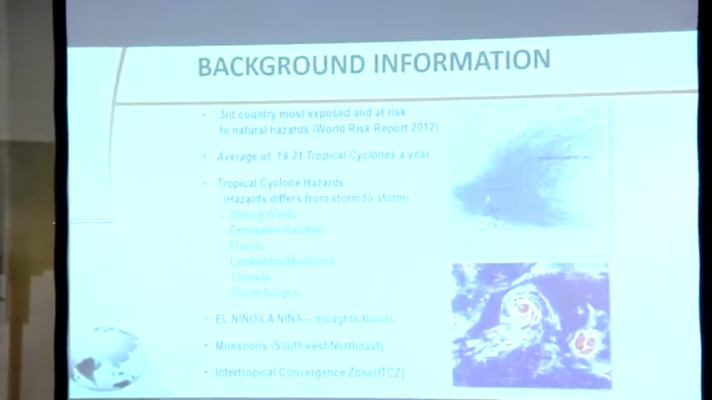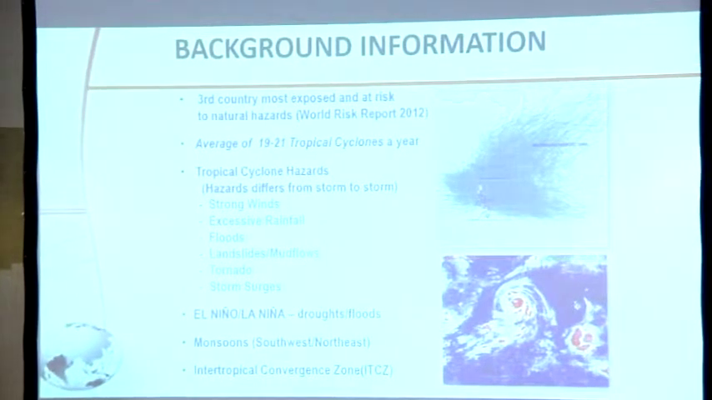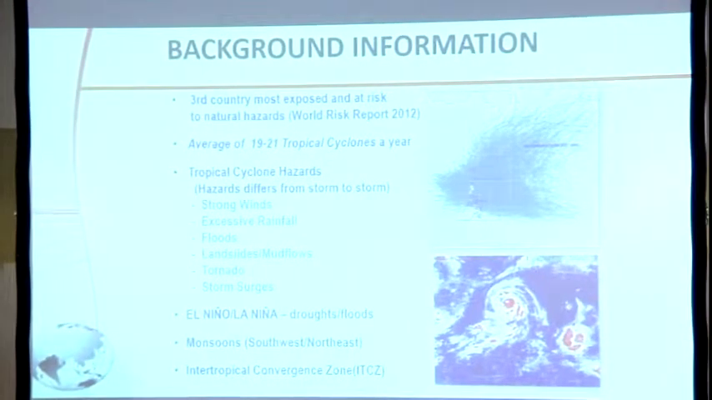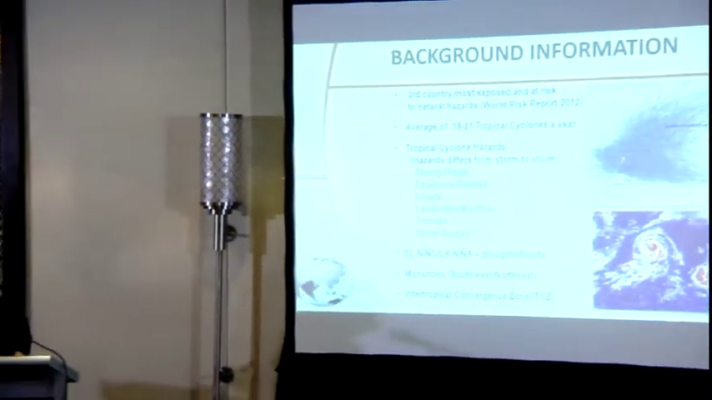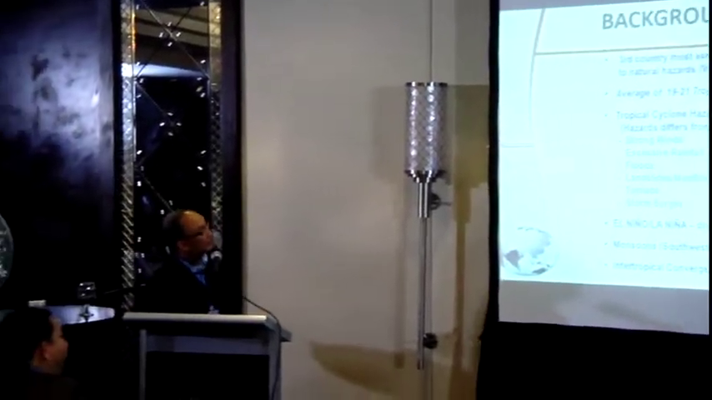The Philippines is the third country most exposed and at risk to natural hazards. So, hindi na iba yan kasi sinabi nga ni Dr. Lagmay, 50% meron pa ring safe places in the Philippines. The other 50% is not safe. 50%, imagine. Average of 19 to 21 tropical cyclones a year. So, ang dami nating bagyo.